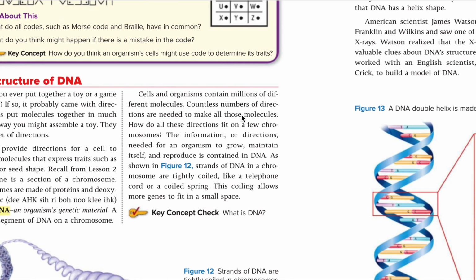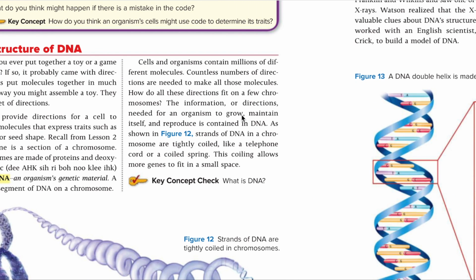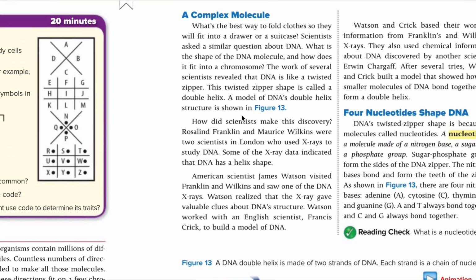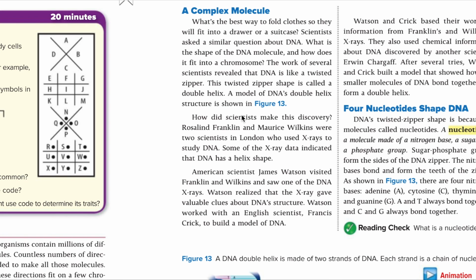DNA. We've talked about DNA quite a bit in class. It's genetic material. We've talked about how DNA is very complex, and in high school, you're going to learn more about DNA in your biology classes and get down to the structure of DNA. A nucleotide is a molecule made up of a nitrogen base, a sugar, and a phosphate group.